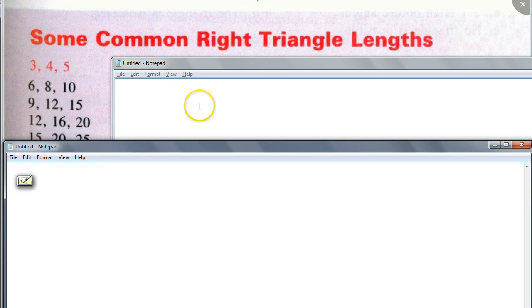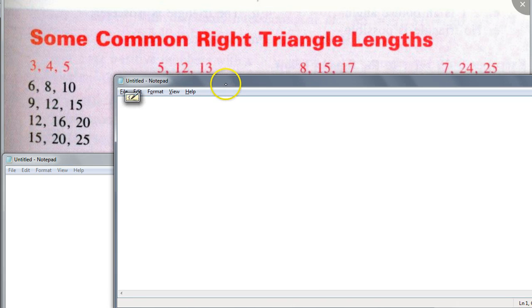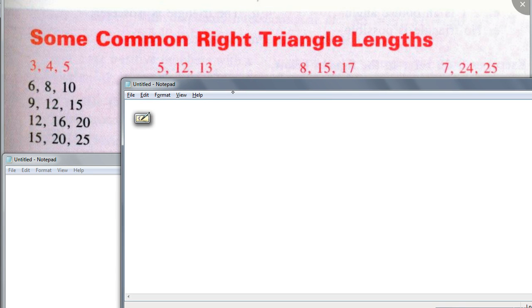Some other ones they say are common. I haven't really seen them, but there's 5, 12, 13. That also works. You can verify: 5 squared plus 12 squared equals 13 squared. Actually, I've seen this one before. I haven't seen the other two, 8, 15, 17, and 7, 24, 25, but nevertheless, write these down.